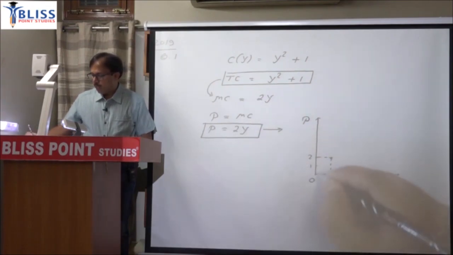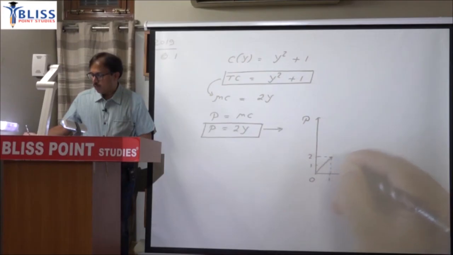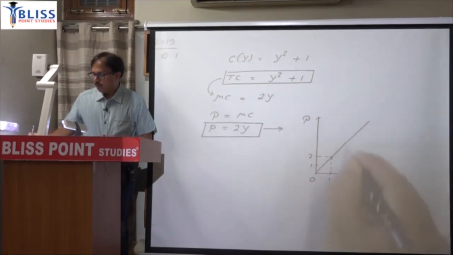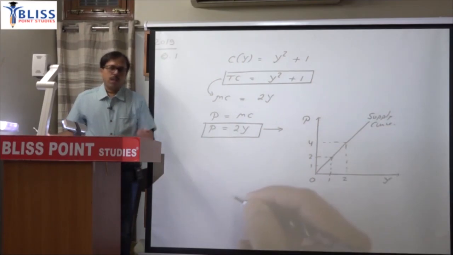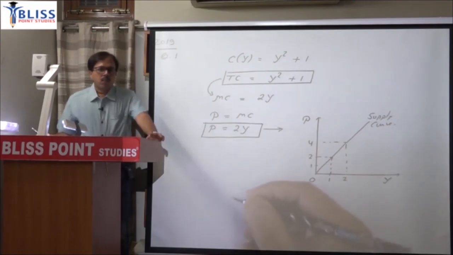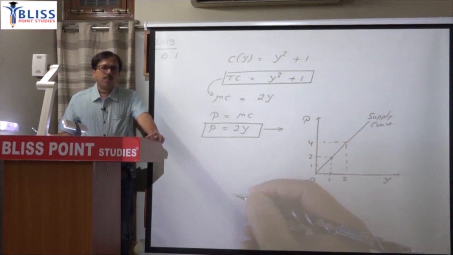So there will be a linear relationship. Starting from the origin, draw a straight line and mark 1 or 2 points. For 2 units of output, price will be 4. So this is your supply curve, which is coinciding with the marginal cost curve. And it is not the entire marginal cost curve which is the supply curve, only that part of MC which is above the average variable cost.